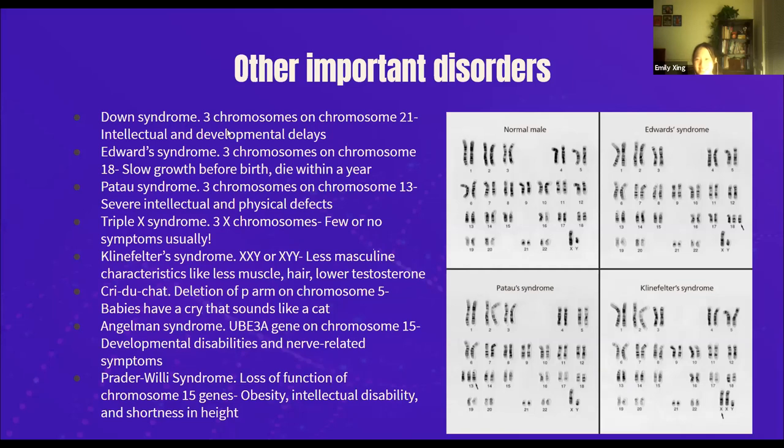Someone said memory syndrome, and not remembering any of these syndromes. That's fair, I don't remember. That's why you can refer back to this PowerPoint. Unfortunately, there is no cri du dog or cri du wolf. Angelman syndrome, chromosome 15, there is definitely not a cri du unicorn. You have developmental disabilities. And Prader-Willi syndrome: loss of chromosome 15 genes, obesity, intellectual disability, and shortness in height. You can see some of the karyotypes of the diseases on the right.